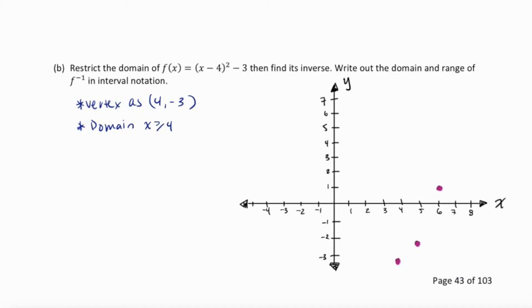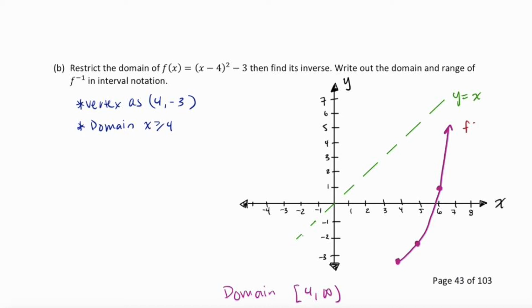Of course, we do have symmetric points on this side, so we should have another parabola side going this way. But since we've restricted our domain, I'm only going to sketch the one side. So our domain starts at 4 and goes to positive infinity. So this is our domain. Notice it includes the x value of our vertex and goes off towards the right, towards infinity. Remember, our inverse function will be symmetric about this line. So of course here we have f of x.